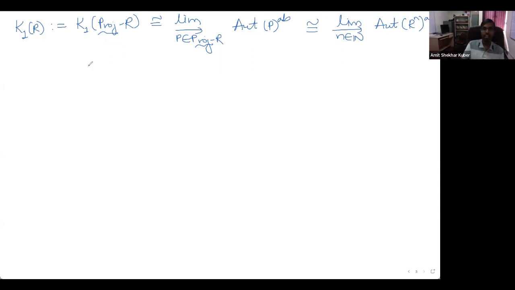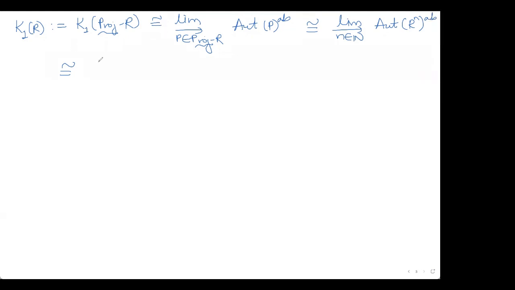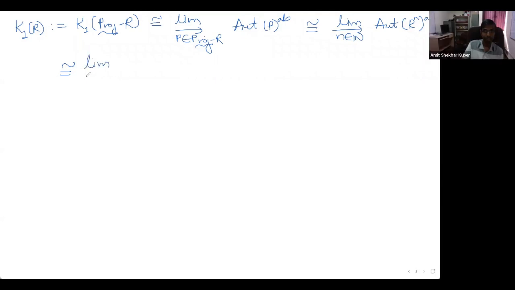Yeah. So now, what is the meaning of Aut(R^n)? Do you know that group? Do we have a simple name for this group? Come on, say something. GL_n(R)? Exactly. So the limit as n is in N of GL_n(R), and then take abelianization.